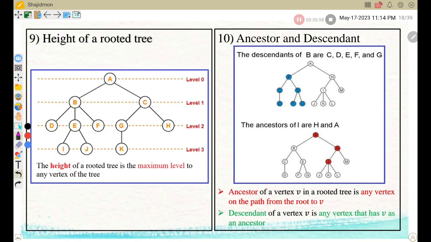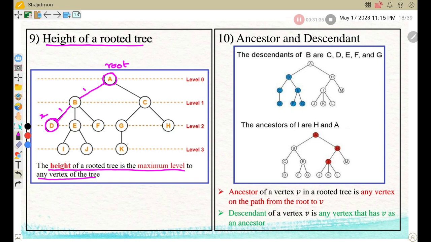Now we will go to the 9th one. You can see the 9th point, height of a rooted tree. What is the meaning of height of a rooted tree? Height of a rooted tree is the maximum level of any vertex of the tree. That is the height of the tree. For example, this is the root vertex, A, root. Now from root to this vertex, what is the level actually? 1 and 2. So here it is 2. This is 1, this is 1, that is 2.